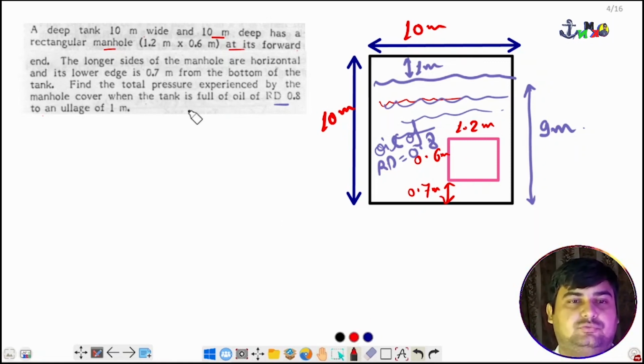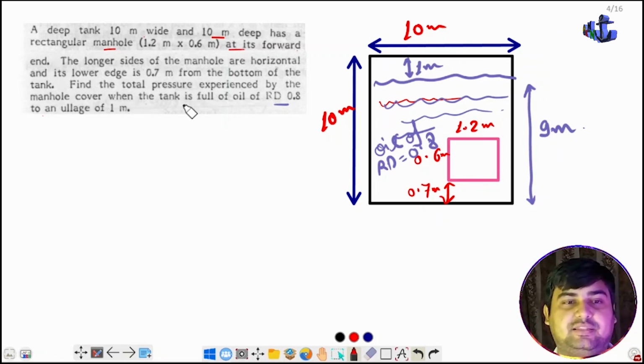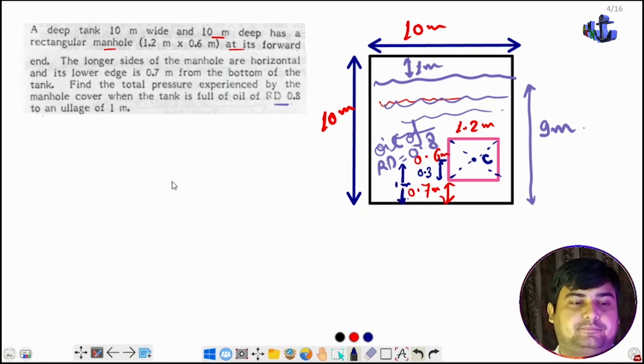So now we need to solve the problem. We need to find the total pressure experienced by the manhole cover when the tank is full of oil of RD 0.8. So we need to find out the pressure acting on the manhole cover. So we need to find out the center of the manhole cover first. So the center of the manhole cover is this point, point C. Okay, and this point is 0.3 from the bottom of the manhole, and it will be 1 meter from the bottom of the tank. Okay.